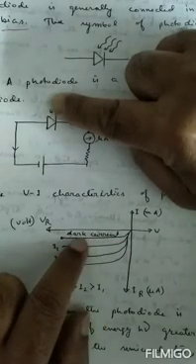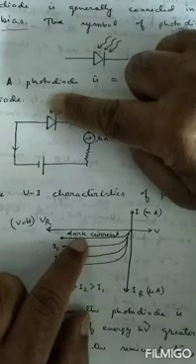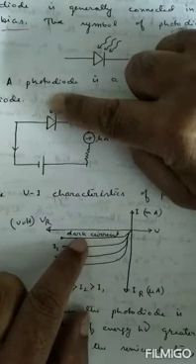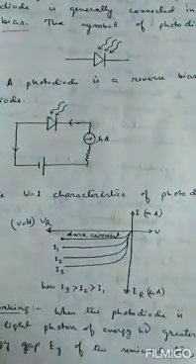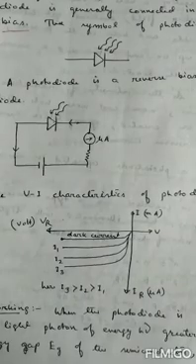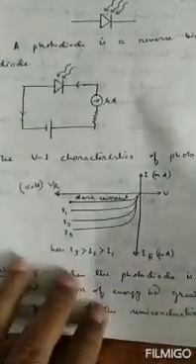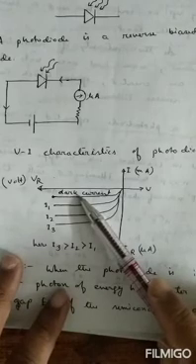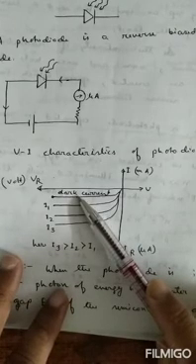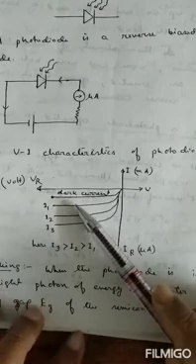This current is called reverse saturation current, and this current is only due to the flow of minority charge carriers through the junction.